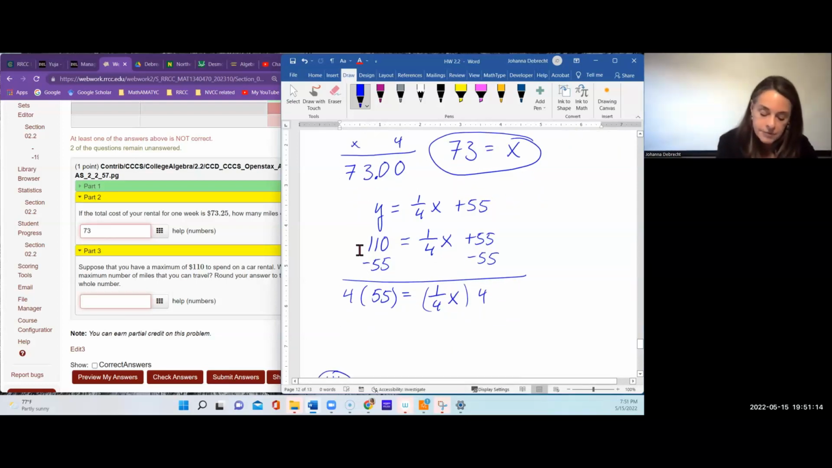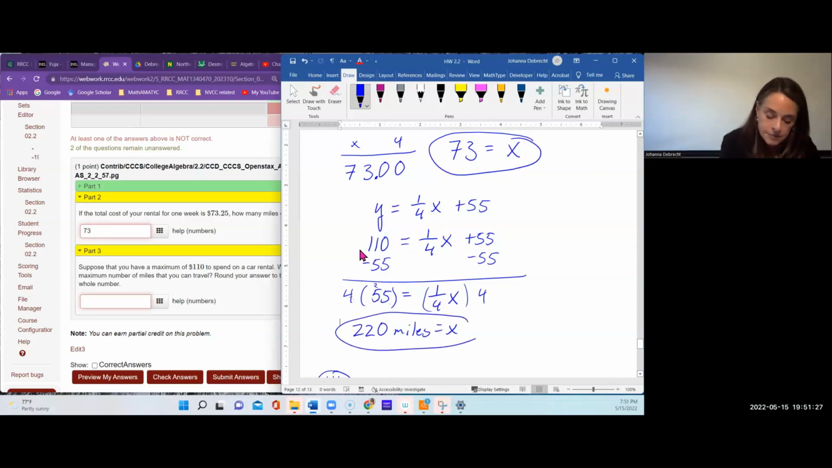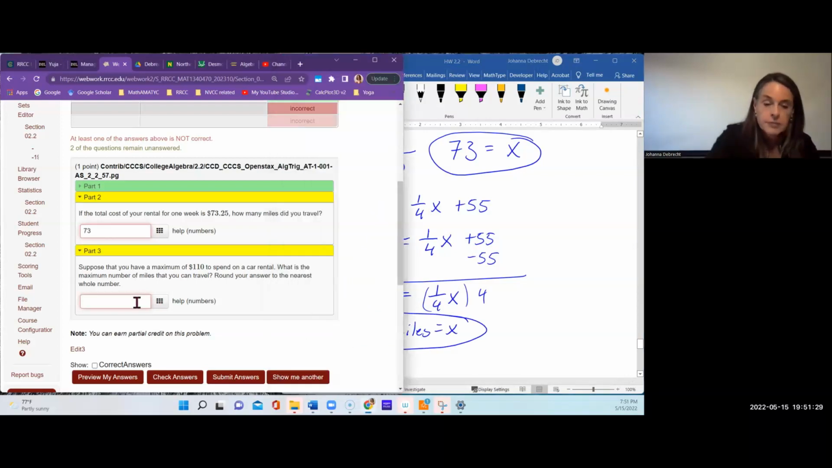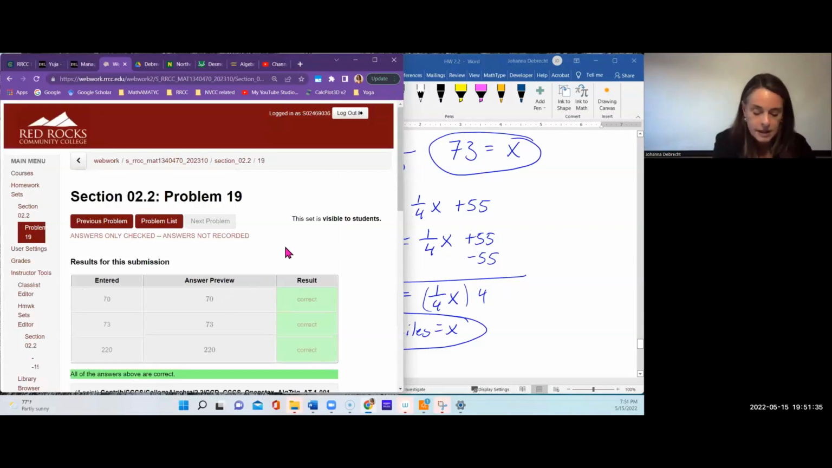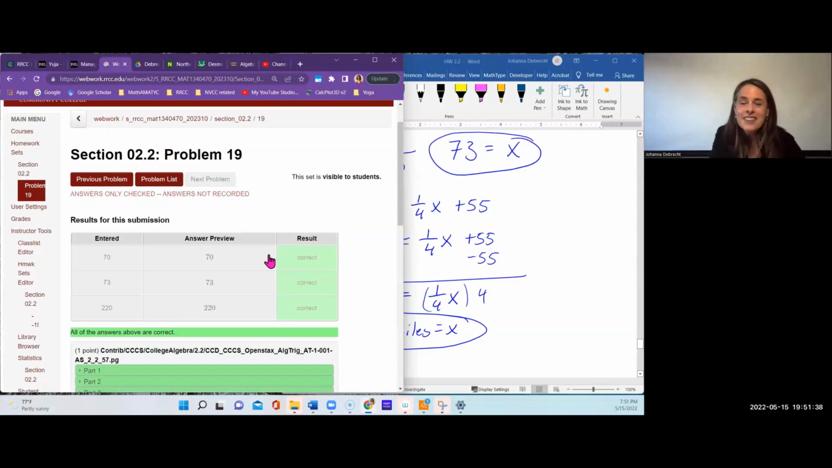This would give me 4 times 5 ends in a 0, carry my 2. 4 times 5 is 20, plus the 2 is 22. 220 miles. And then you can check your answer. All green. In the next video, we'll be looking at section 2.4, which I believe deals with complex numbers.